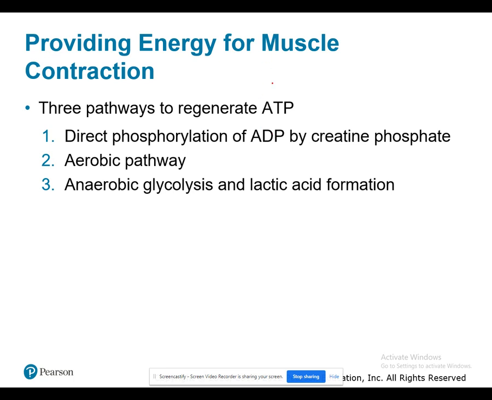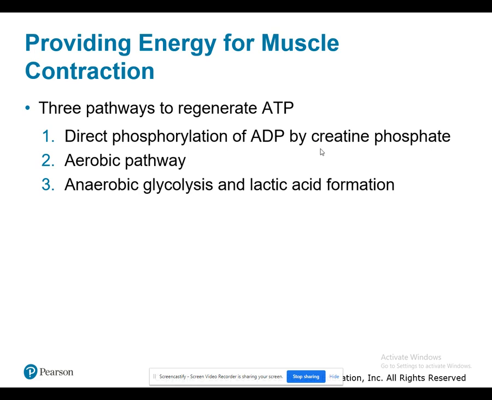ADP stands for adenosine diphosphate. So di means two, where ATP is adenosine triphosphate, which means three. So all that happens in this process, and we're going to explain it in the next slide, is a phosphate is added onto ADP using creatine phosphate.